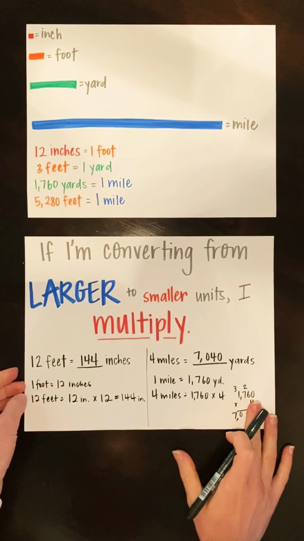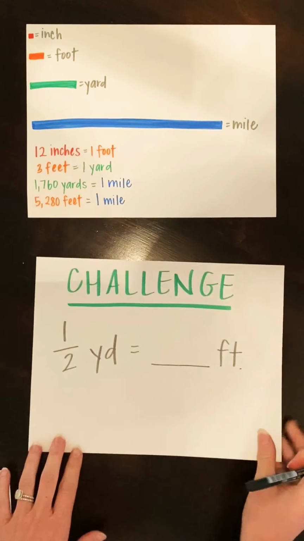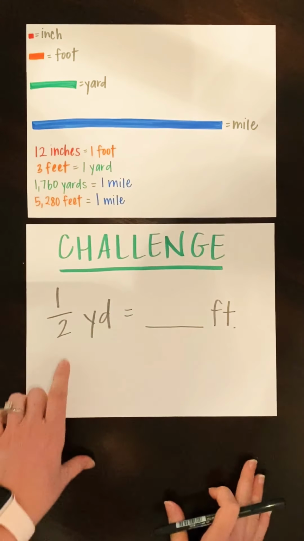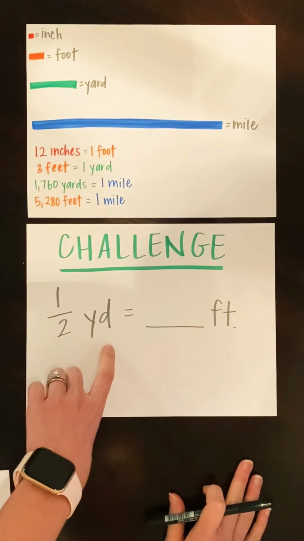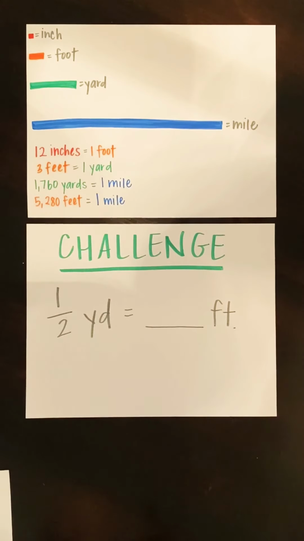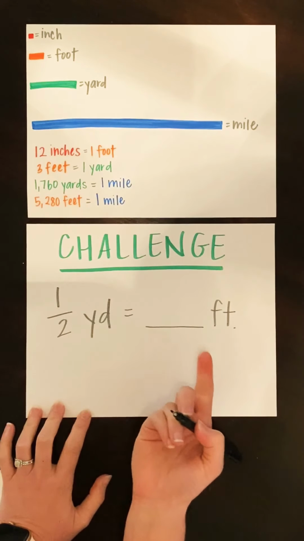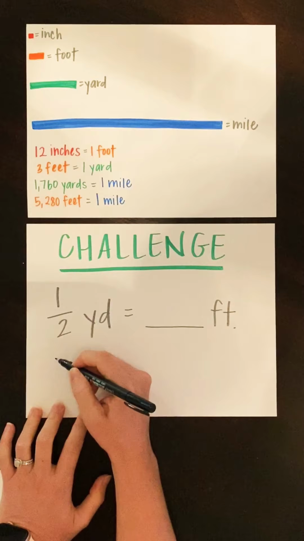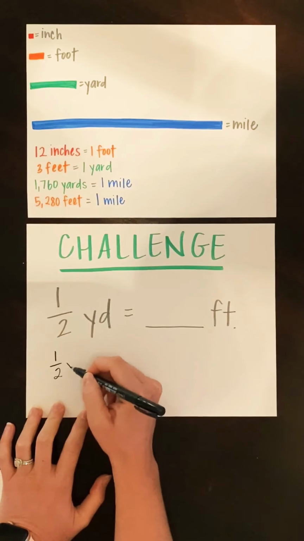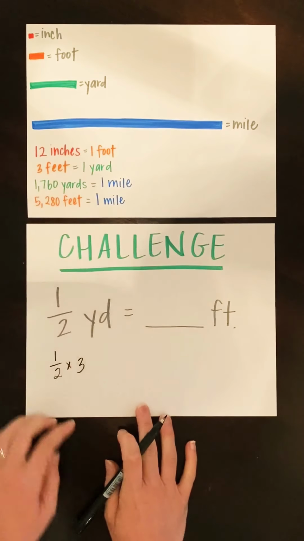Now, if you're looking for a challenge, we could look at fractions. So looking at a fraction of a unit and figuring out how many, let's say, feet are in that. So if I had half of a yard, and I'm trying to figure out how many feet are in half a yard, well, I know I've been using multiplication. So one option would be 1/2 times 3, because I know that it takes 3 feet to make a yard.